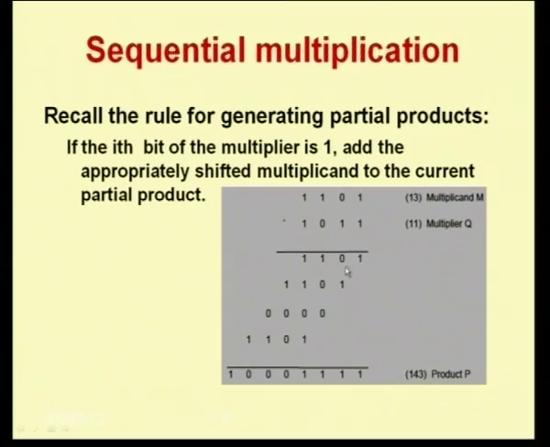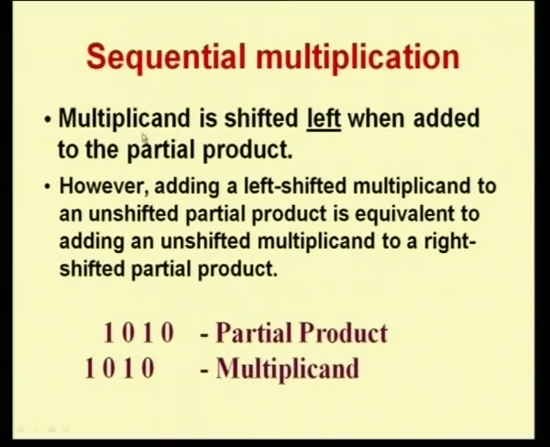Now what we need to look at here is the way this shifting and addition gets done. If you look carefully, the multiplicand is shifted left when added to the partial product. That is how we are used to doing manual multiplication. However, you can look at it a little differently. Instead of adding a left shifted multiplicand to an unshifted partial product, you can instead add an unshifted multiplicand to a right shifted partial product. So this is what I am trying to say over here.